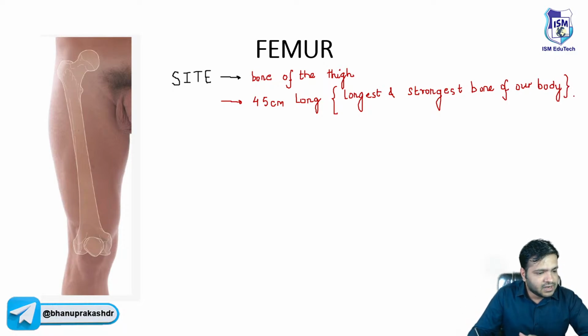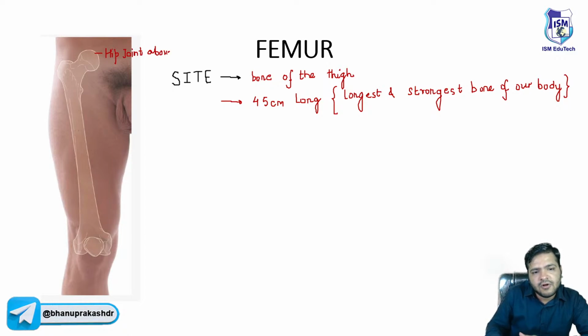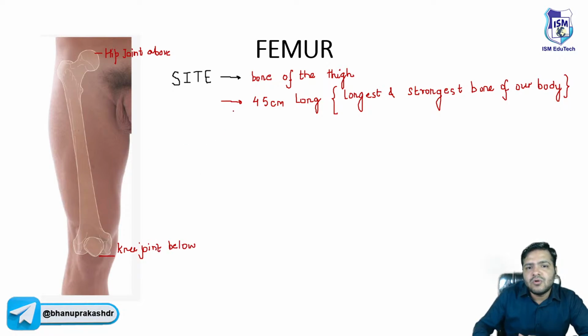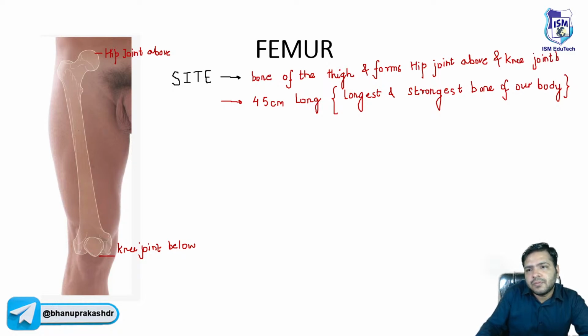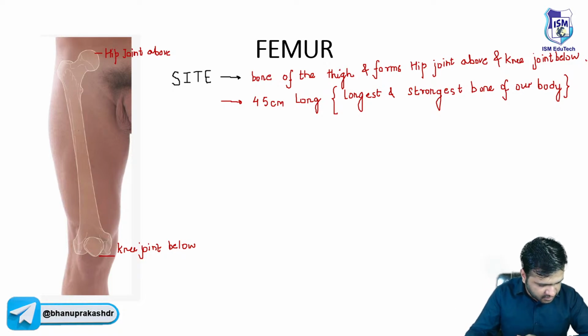Now, that is about the site, beta. Remember, this is the femur bone, and you already know it forms the hip joint above and the knee joint below. It is the bone of the thigh, and it forms the hip joint above and the knee joint below.